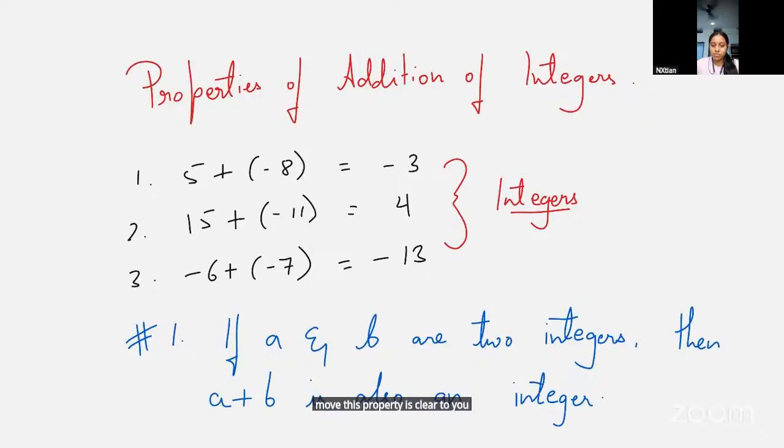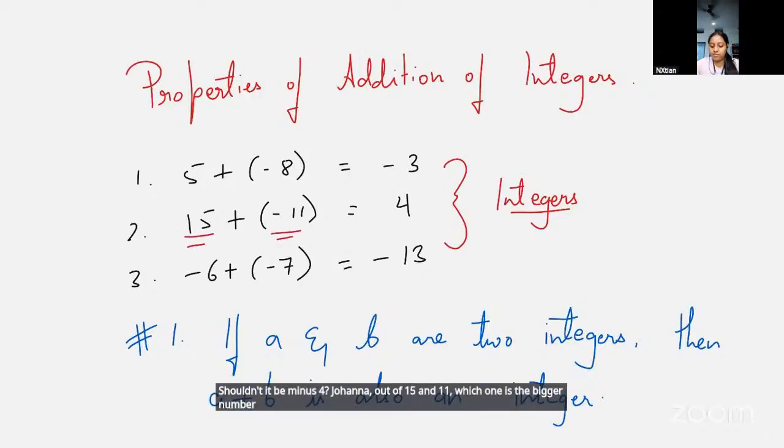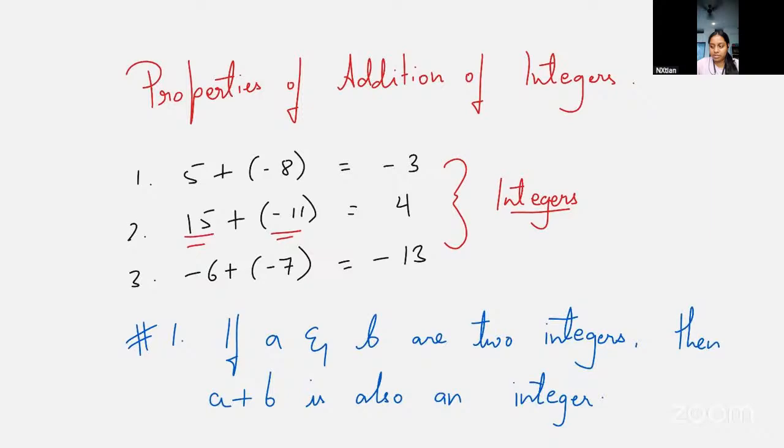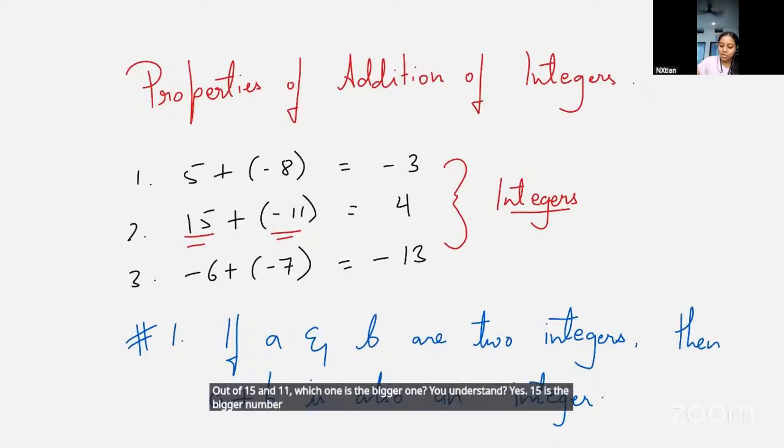Yes, ma'am. Isn't the second question 15 plus minus 11? Shouldn't it be minus 4? Johanna, out of 15 and 11, which one is the bigger number? You understand that now? Yes. 15 is the bigger number, so therefore 15 is positive, so 4 will be positive.